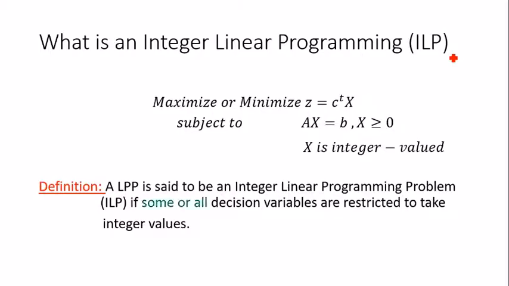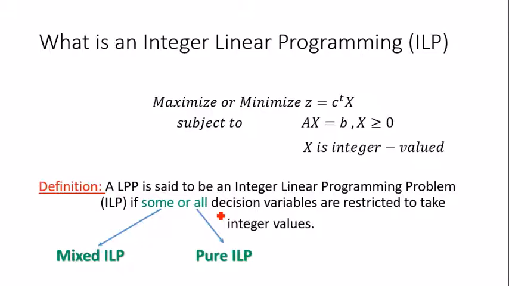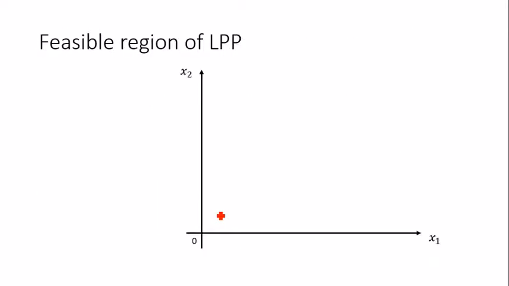So the important words here are some or all. If all of them are supposed to be integers, then we call the problem pure ILP. Otherwise, if few of them can be integers and few of them can be non-integers, we call the problem mixed ILP. But you will learn through this video lecture that the techniques of solving both kinds of problems, pure and mixed, are the same.